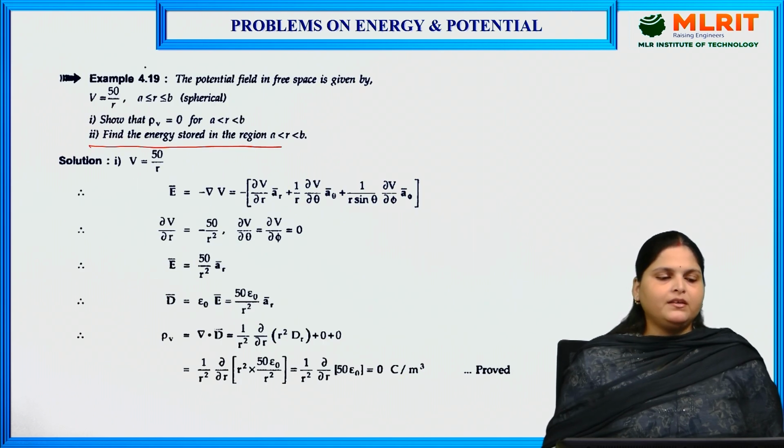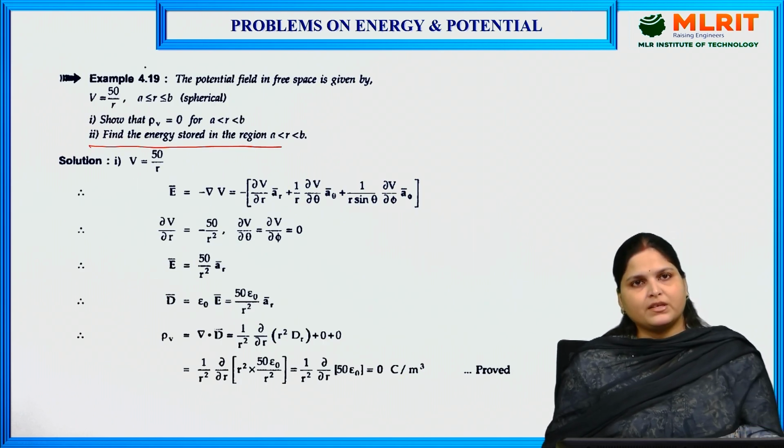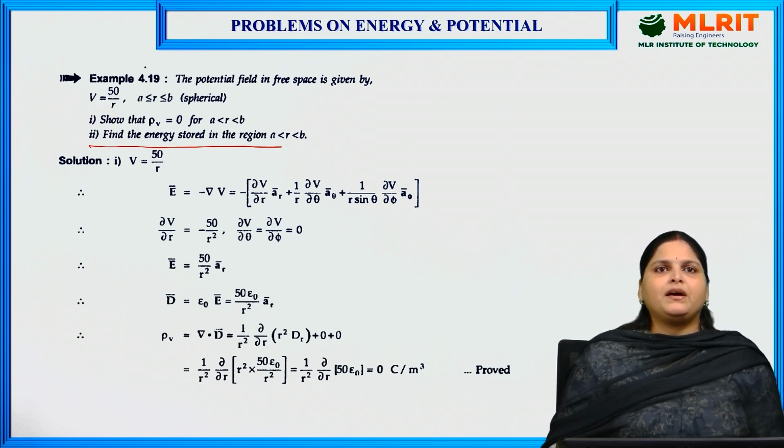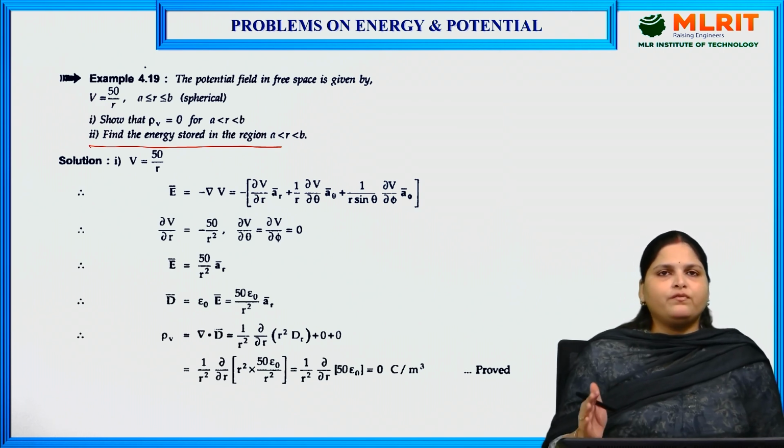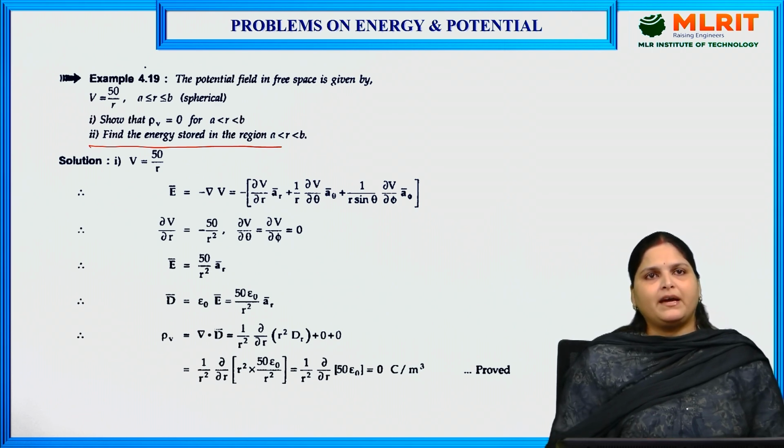So what we did here, in the first part of this question we have shown that rho v is equals to 0, and in the second part we have calculated energy for the limit of r A to B, and V was given as 50 by R.